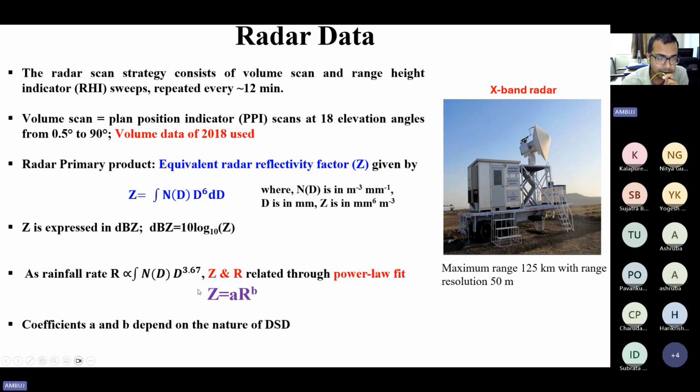Therefore, they are not linearly related, but they are empirically related through a power law fit, known as ZR relationships, expressed as Z equals A times R to the power B, where A and B are coefficients which depend on the nature of the DSD, and they vary with the type of cloud. So for stratiform cloud, A and B will be different, and for convective cloud, the A and B set will be different. Even within one rain spell, there will be multiple ZR relationships.